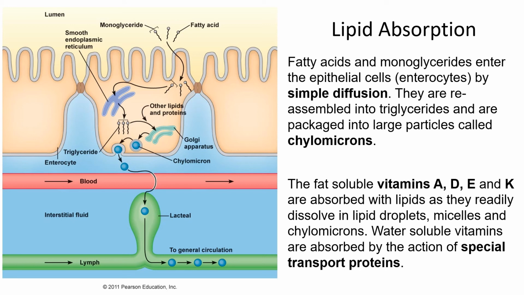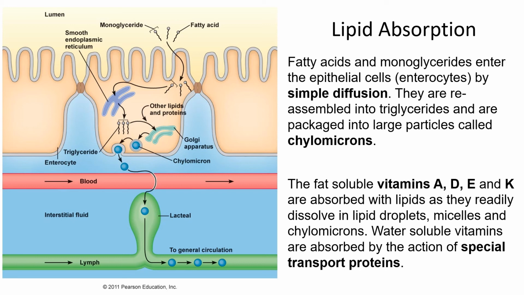Interestingly, they're going to be reassembled into triglycerides, and that occurs in the smooth endoplasmic reticulum. They're going to be further modified by the Golgi apparatus and packed into little droplets of material called chylomicrons. And those chylomicrons are going to leave the bottom of the cell, the basal membrane, pass through connective tissue, but they're not going to go into the blood directly. Instead, they're going to be collected into the lymphatic system.